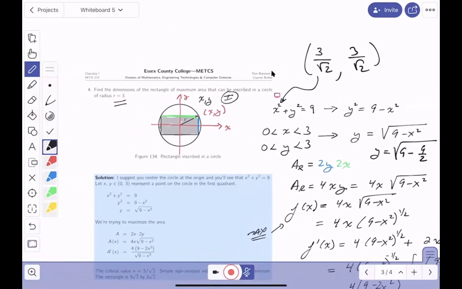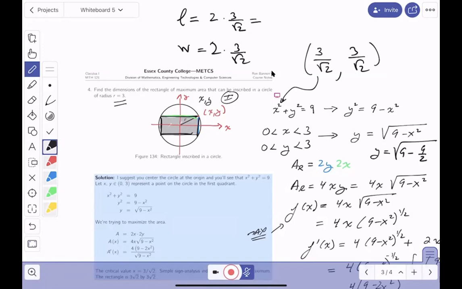They want the dimensions of the rectangle, though. And this is where some students get really confused. The dimensions of the rectangle are going to be the length and width of it. And I need to double those guys. So what are you going to get? The length of the rectangle is going to be twice the x, which would be 2 times 3 over root 2. I'm sorry, I made a mistake again. Just give me 1 second. And the width is also going to be 2 times 3 over root 2.